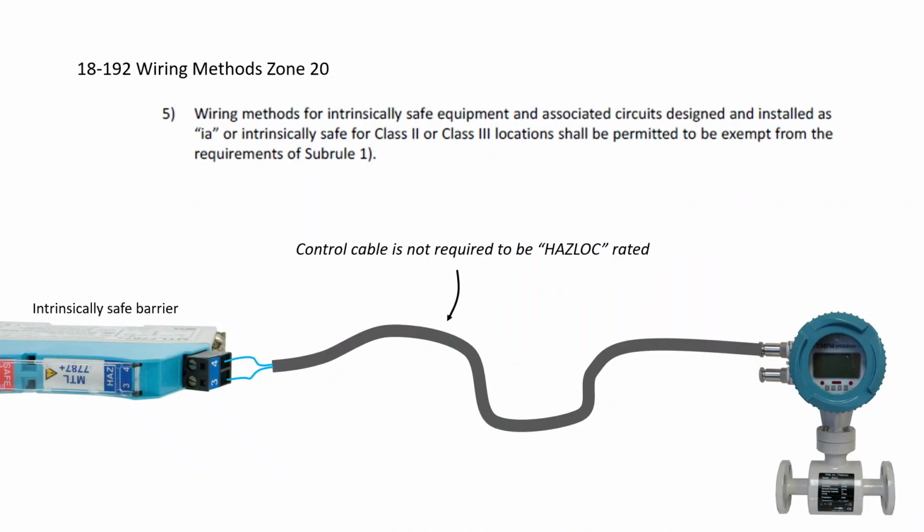Subrule 5, where wiring methods for intrinsically safe, it says IA, installed as IA or intrinsically safe class 2 or 3 locations shall be permitted to be exempt from the requirements of Subrule 1. And so, generally speaking, what that means is that this cable here, the control cable, is not required to be HAZLOC rated, and it could be any different type of low voltage control cable that's specific for intrinsically safe, typically with a light blue insulation.